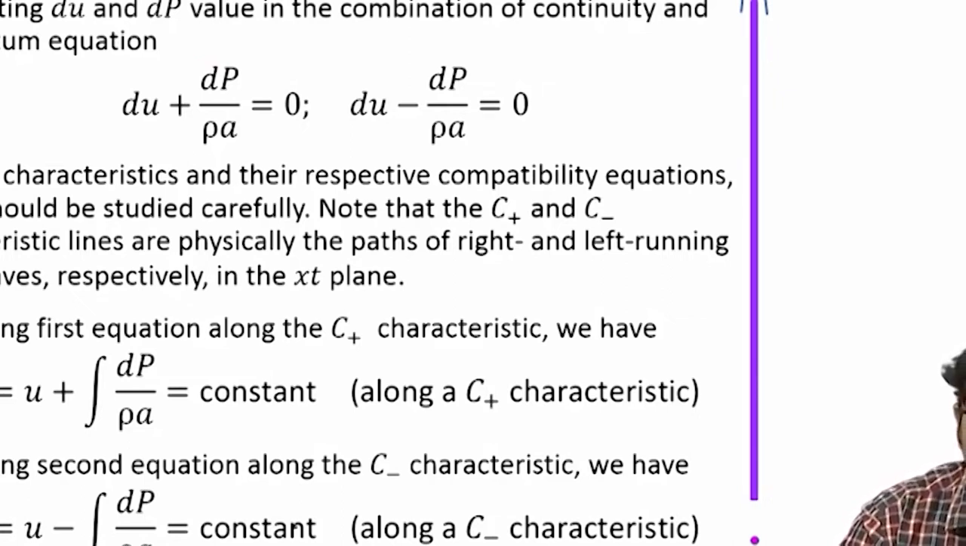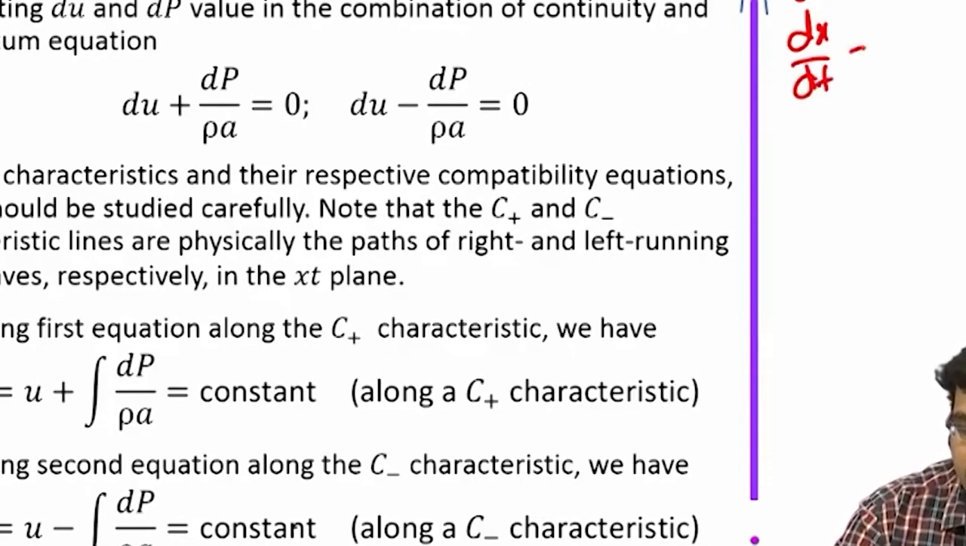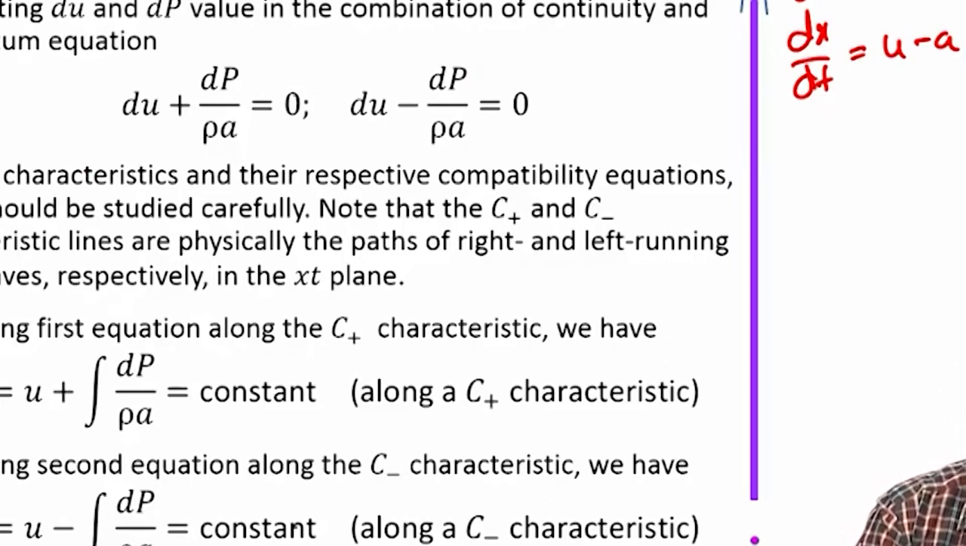So by going along certain lines or curves in space, related by dx/dt = u + a, which belongs to one set of characteristics that we call C plus, and the other one dx/dt = u − a, another set of characteristics which we call C minus. If you take these two characteristics separately and go back and look at the equations, they transform into ODEs: du + dp/(ρa) = 0 and du − dp/(ρa) = 0. These are ordinary differential equations. They can be integrated.